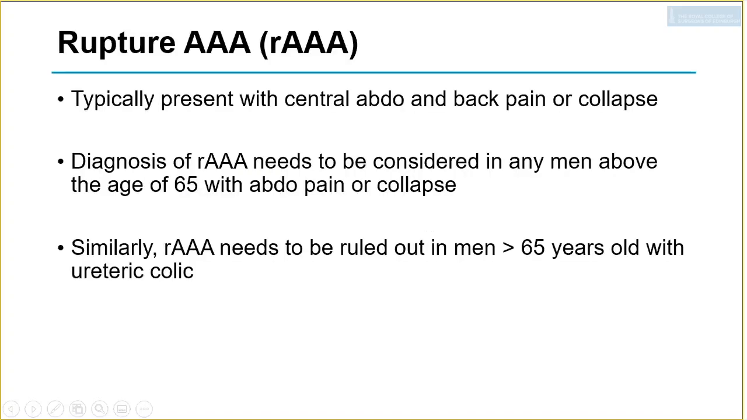So that's pretty high. So ruptured abdominal aortic aneurysm, how do they typically present? They could typically present with central abdominal and back pain or collapse. So anyone with abdominal pain or collapse over the age of 65, especially in men, you should always consider the diagnosis of ruptured abdominal aortic aneurysm. If you don't consider it, there may be a time delay and the patient may not survive the hospital episode. Similarly, anyone above the age of 65, especially men with ureteric colic, you should also rule out ruptured abdominal aortic aneurysm. I will illustrate why they get that in the subsequent slides.